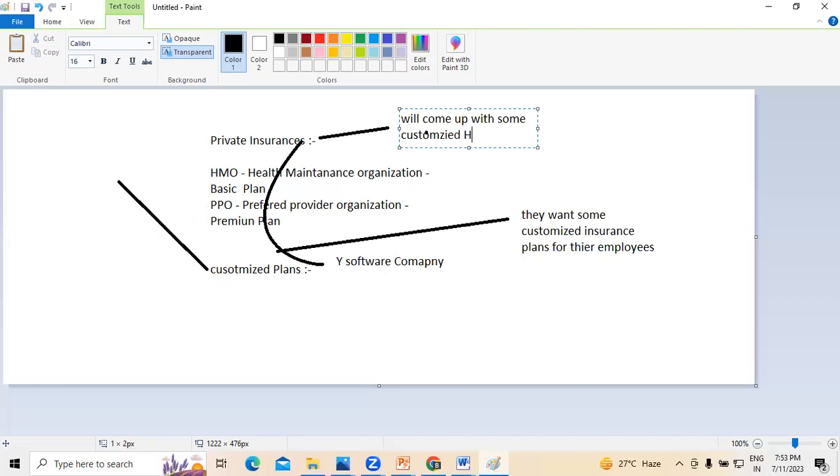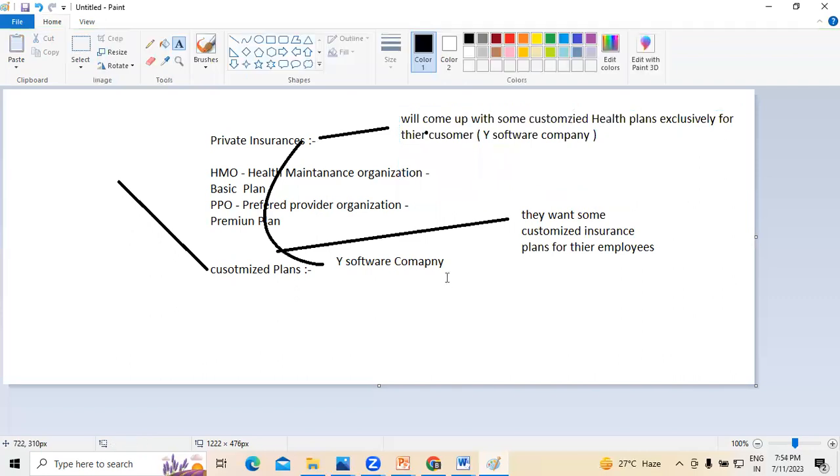Customized health plans, right? Customized health plans exclusively for their customer. Who is their customer? The Y software company. Understood? Right? Understood or not? Yeah, I understand.